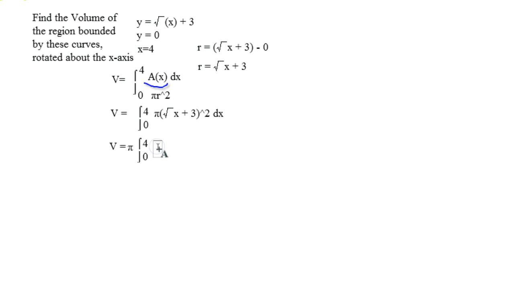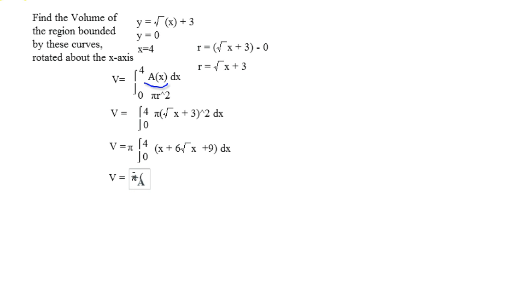So we're going to go ahead and multiply this out. This is going to be x plus 6 root x plus 9, and then have that be dx. Then we set up the volume to be equal to, now that I have that all set up, I'm going to find the integral.